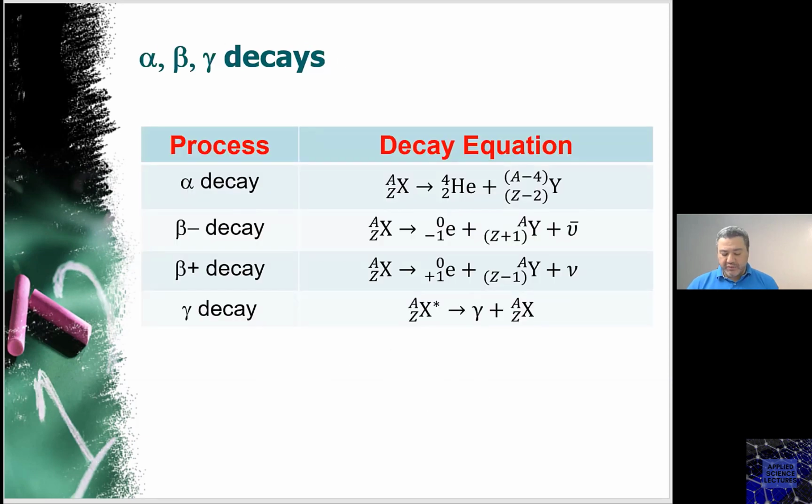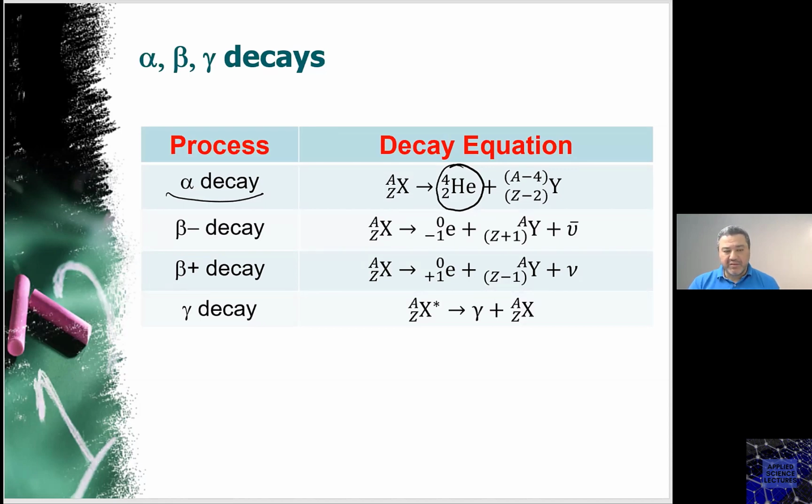We have seen 4 kinds of decays so far. We have seen the alpha decay, which basically results in an emission of a helium nucleus, and this is going to result in a mass number decrease by 4 and an atomic number decrease by 2.